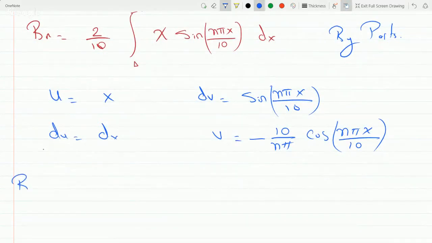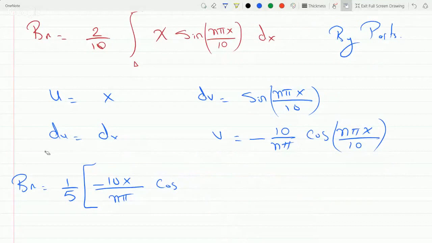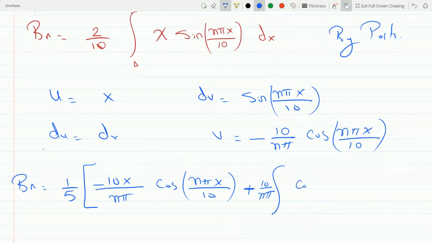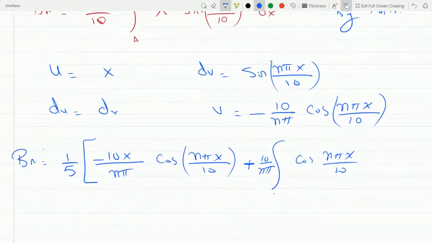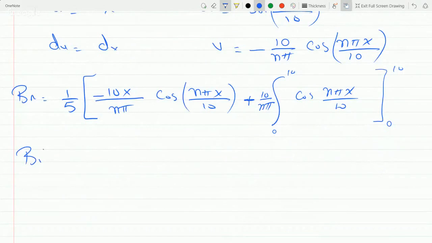So then bn becomes, 2 over 10 is just 1/5. We have uv. So uv will be minus 10x over n pi cosine n pi x over 10, minus the integral of v du. So minus and minus becomes plus 10 over n pi. I'll leave it outside because it's a constant. Cosine n pi x over 10, and we are integrating this from 0 to 10. When we're done, this whole thing will be evaluated from 0 to 10. So bn will equal 1/5.